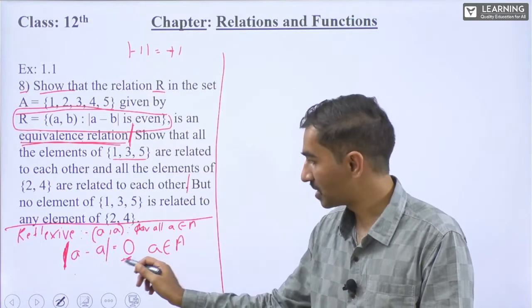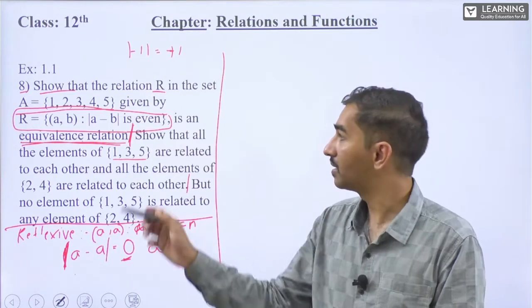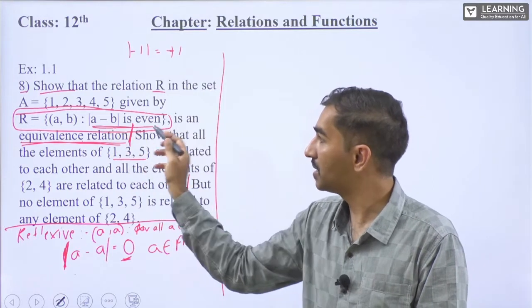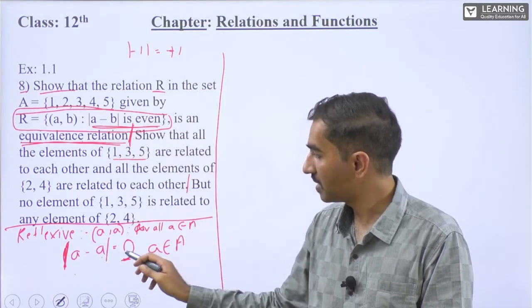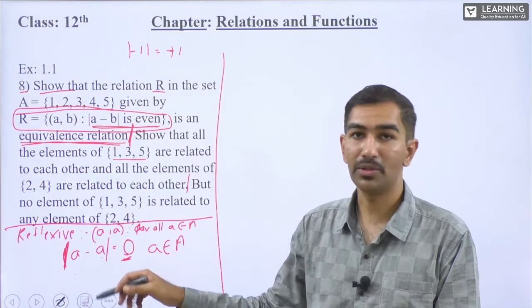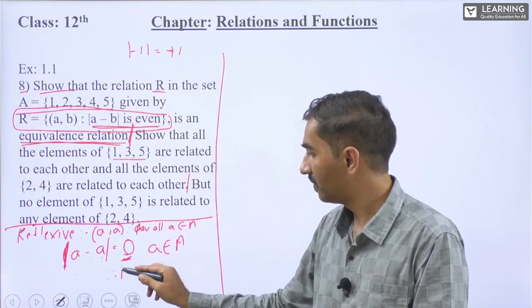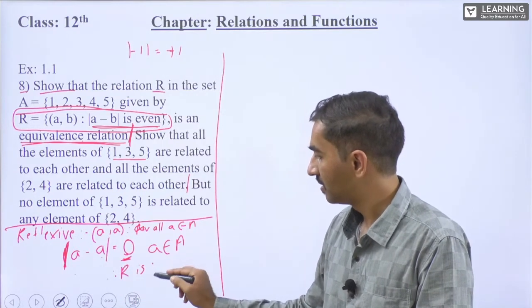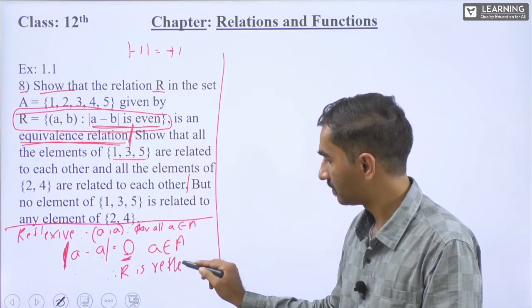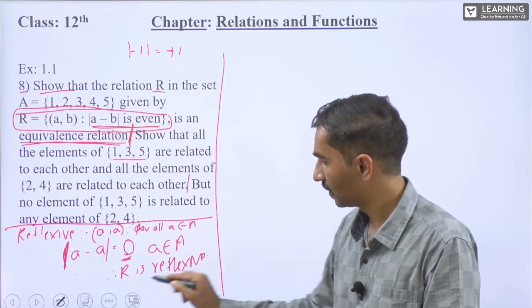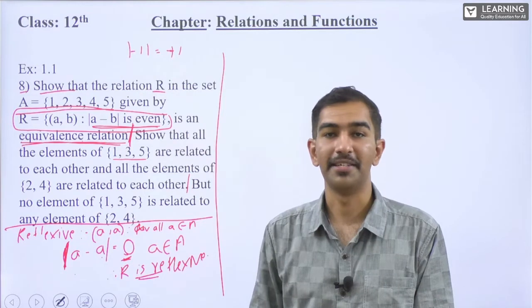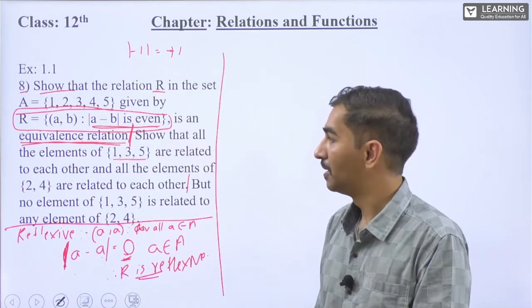What is 0, students, again? 0 is an even number, correct? So mod of a minus b is even. Here mod of a minus a is 0, which is nothing but even. So therefore we can tell what? The given relation is reflexive. Understood? Moving on to the next one.